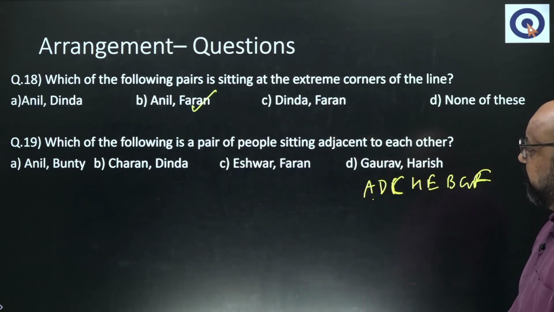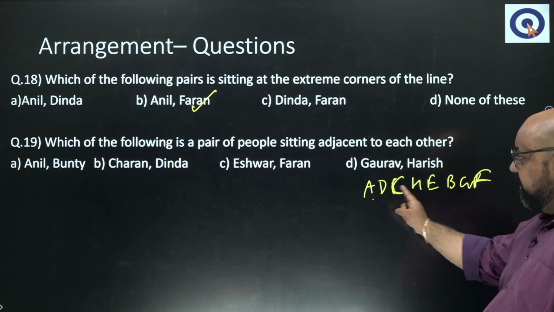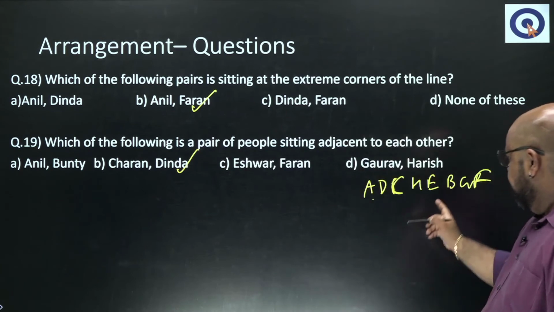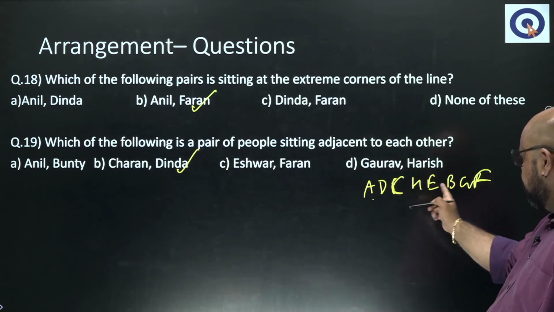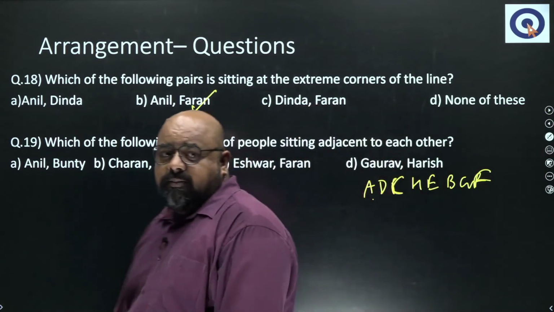Which of the following is a pair of people sitting adjacent to each other? Anil and Bunty are not. Charan and Dinda, C and D, are. So this is a possibility. E and F are not adjacent. Gaurav and G and H are not adjacent, and therefore B becomes the answer.